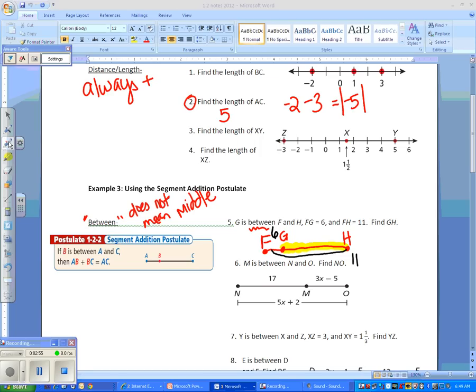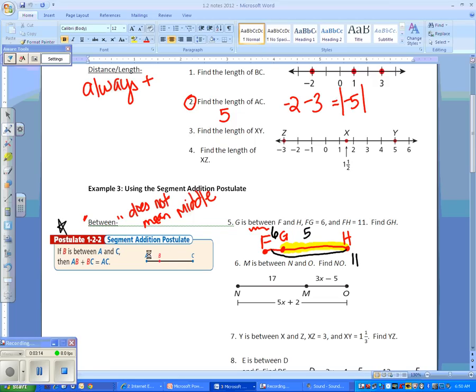What we can use, some of you guys are like, duh, this is already going to be 5 because 6 plus 5 makes the whole thing 11. It's important that you guys take note, put a star by this postulate. It's called the Segment Addition Postulate. This is just a fancy word for what you just did right here.